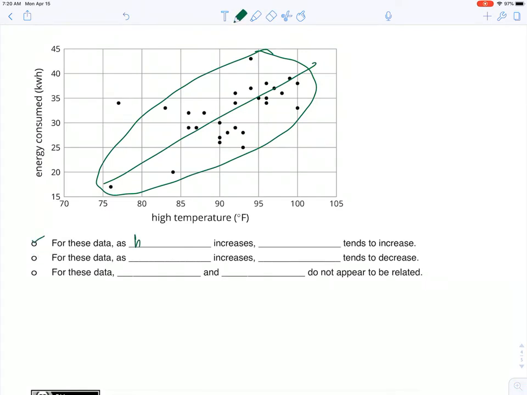For these data, as high temp increases, energy consumed increases. And that's because as the higher temperatures kind of increase throughout the day or throughout the summer and spring, our energy consumed goes up because of the amount we spend on air conditioning, and we're plugging in fans and trying to cool down from the day.